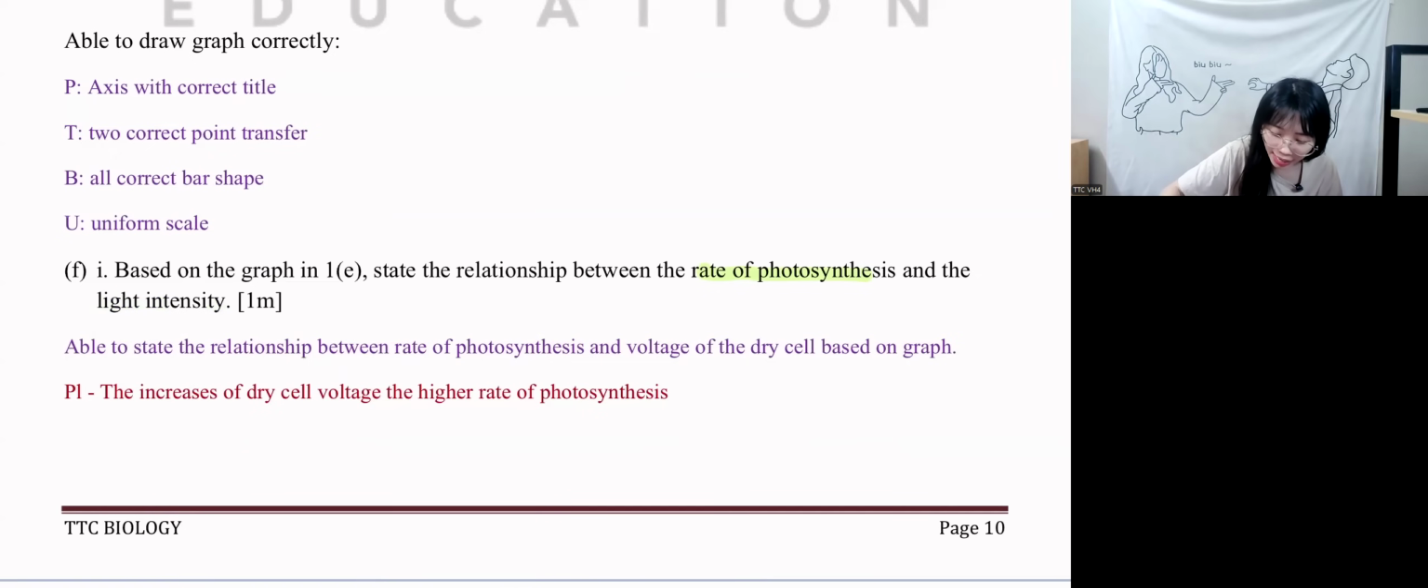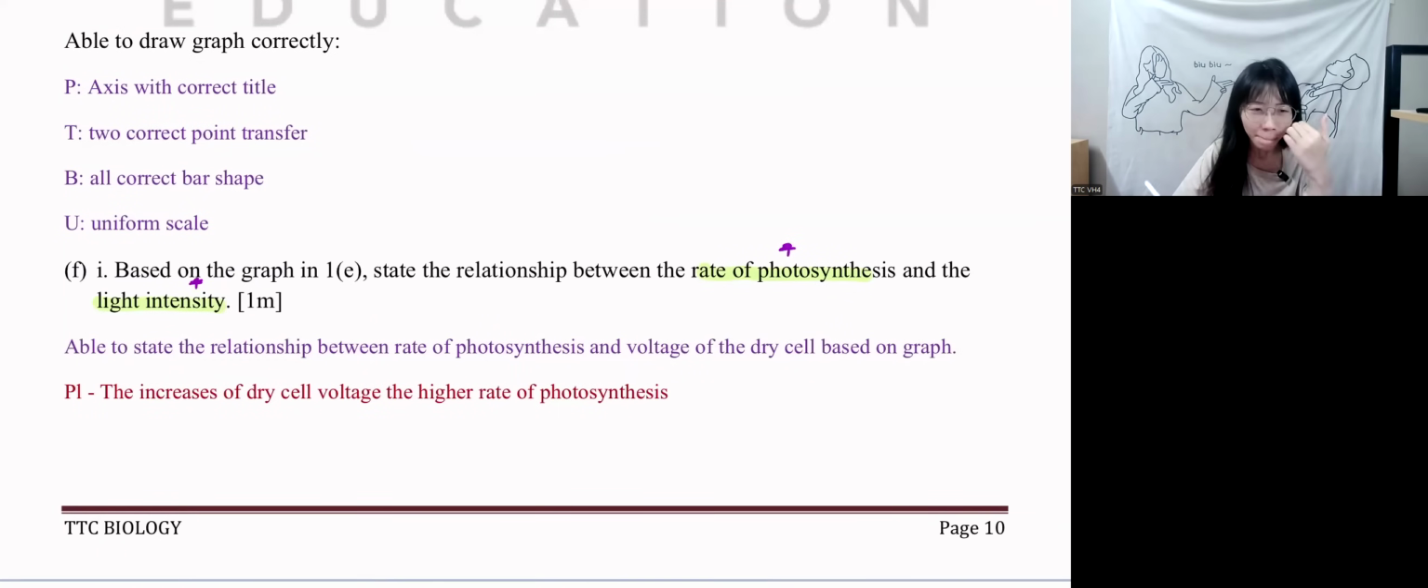Actually, the answering technique is very similar to hypothesis. But this one, you have to write rate of photosynthesis. Hypothesis is the higher the MV, the higher the RV. This one, the higher the OMV, the higher the ORV. Just follow the question. Just write the answer according to the question. It's a question that you can do by yourself.